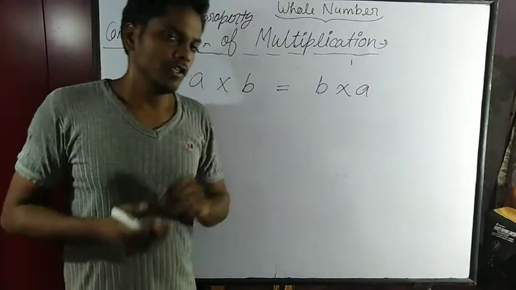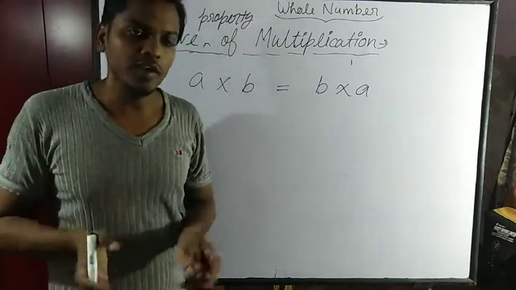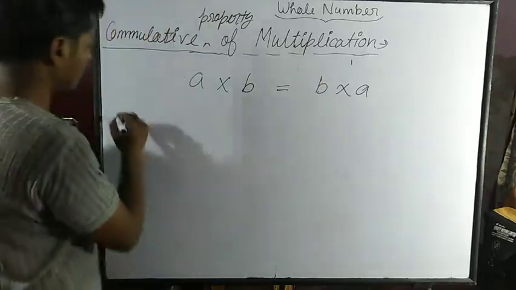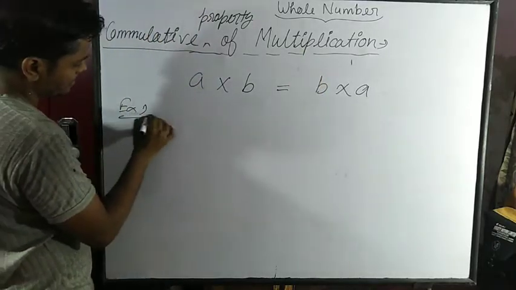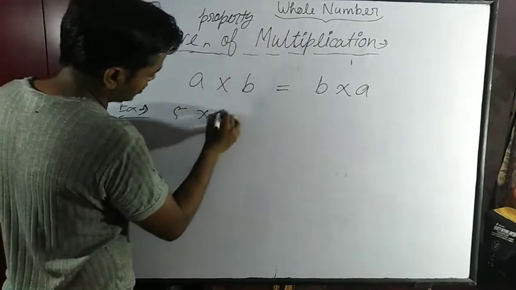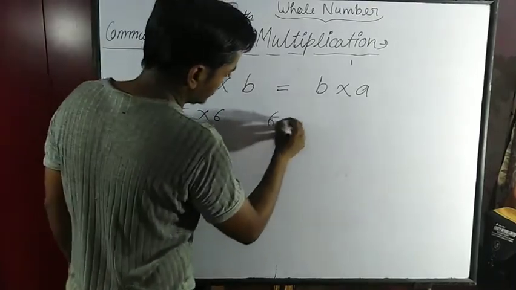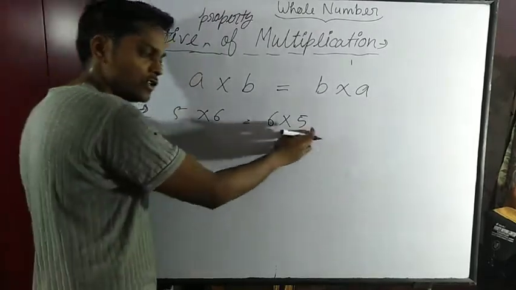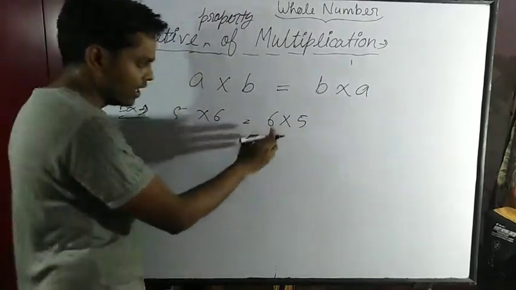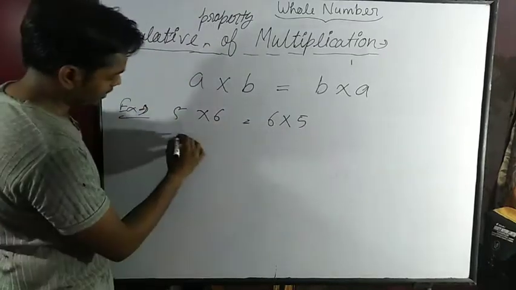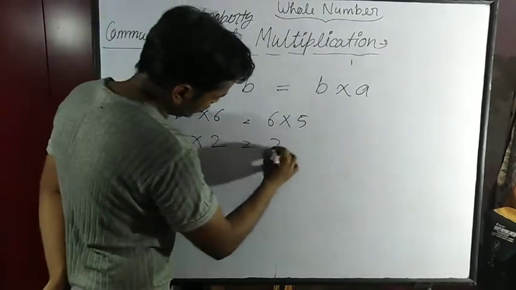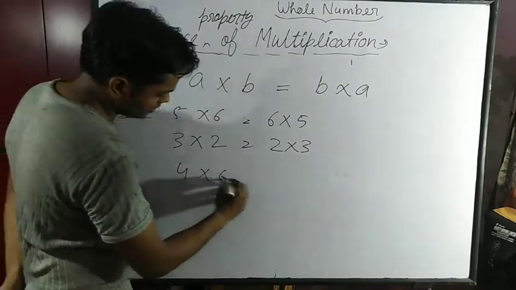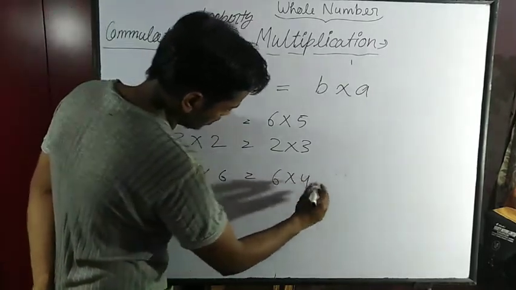Whether we change the order of the whole numbers, there is no effect on the answer when we apply multiplication to whole numbers. For example, 5 into 6 is always equal to 6 into 5. How? 5 into 6 is 30 and 6 into 5 is also 30. 3 into 2, 2 into 3. This is the commutative property. 4 into 6 is equal to 6 into 4.